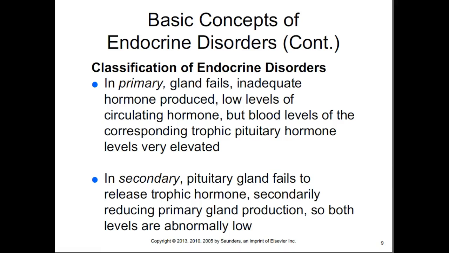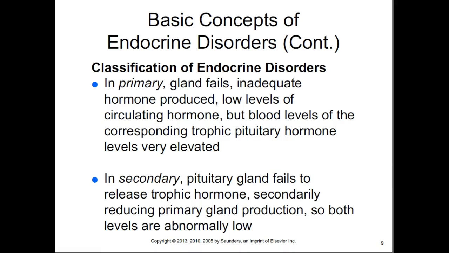In secondary failure, the pituitary gland fails to release a trophic hormone, so that would be easy to find out. If there is TSH being secreted but no thyroid hormone, then that would indicate primary failure. Because that means that the target tissue is either receiving the message and not replying, or not receiving the message. Whether or not it has receptors is a little bit more difficult. It's going to take something else for us to know that.